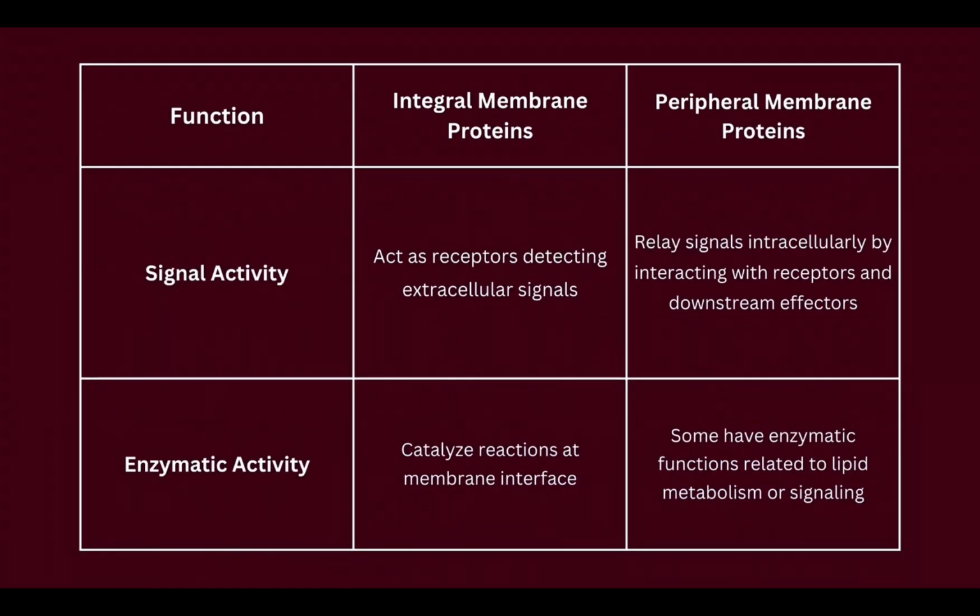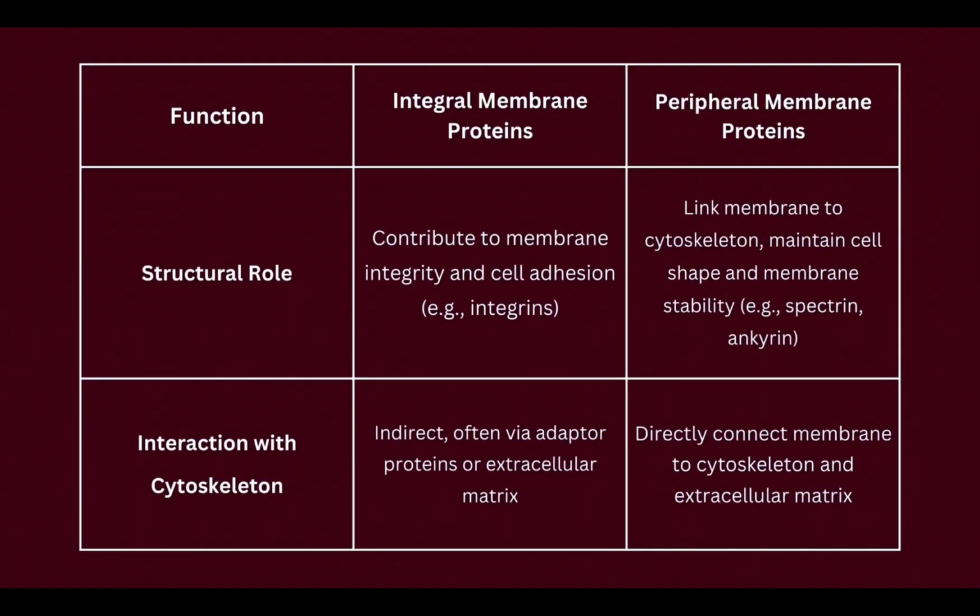Next, signal reception. Integral proteins act as receptors for external signals, while peripheral proteins relay those signals inside the cell. Enzymatic activity. Integral proteins catalyze reactions at the membrane surface, while peripheral proteins may help in lipid metabolism or signaling, like phospholipases. Structurally, integral proteins maintain membrane integrity and help with adhesion. Peripheral proteins connect the membrane to the cytoskeleton, supporting shape and stability.